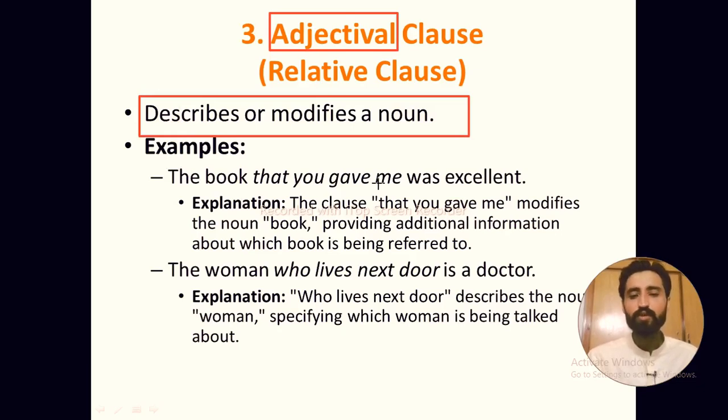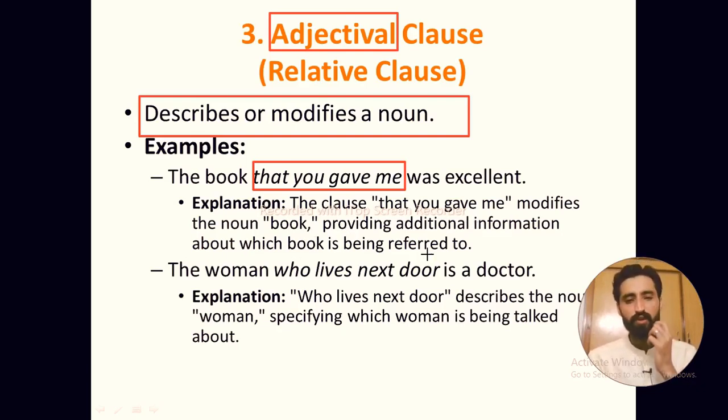The book that you gave me was excellent. Now here you see, that you gave me gives us extra information about the book. So the clause that you gave me modifies the noun book, providing additional information about which book is being referred to. Which book? The one that you gave me. So that is why we can say that this modifies a noun. So this entire clause becomes an adjectival phrase or adjectival clause or relative clause.